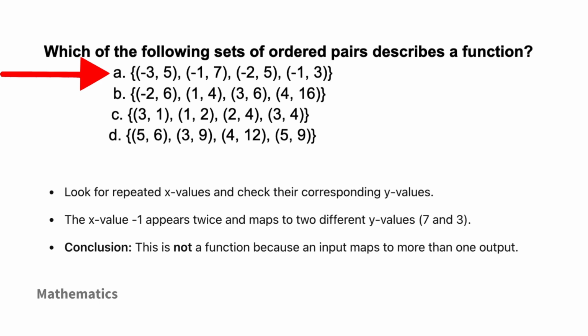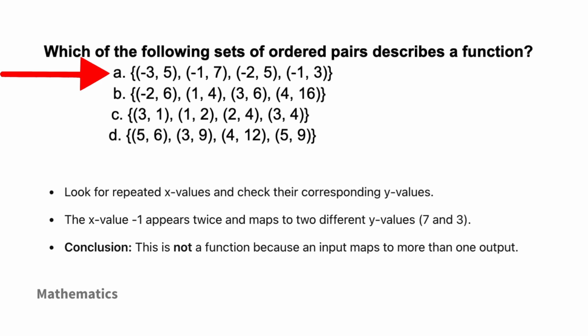Now, in order to actually solve this, we'll want to analyze each set of ordered pairs. Starting with option A, we see the pairs -3 and 5, -1 and 7, -2 and 5, -1 and 3. Look for repeated x values and check their corresponding y values. The x value, -1, appears 2 times, or twice, and maps to 2 different y values, the 7 and the 3.